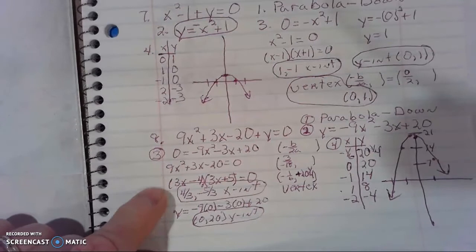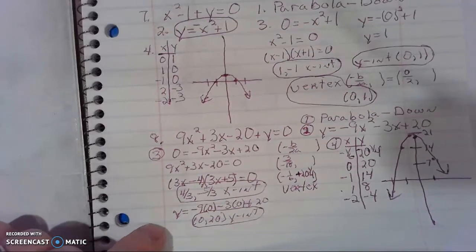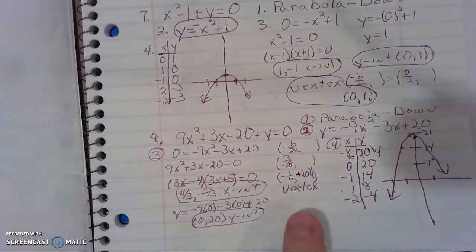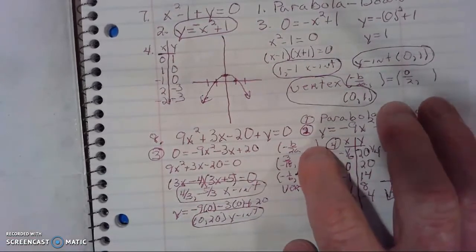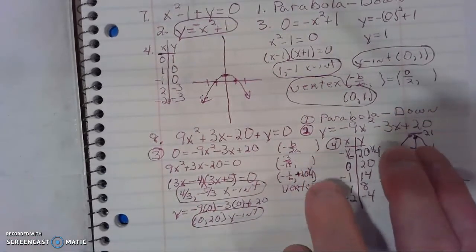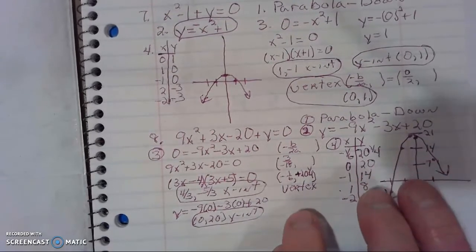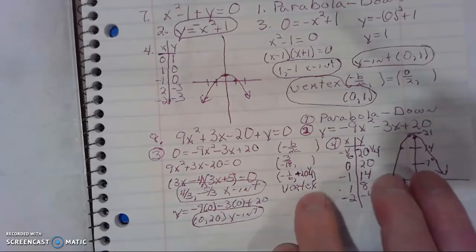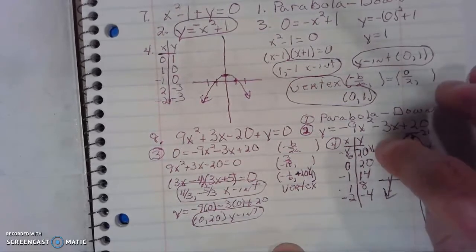Then I factored. Of course, you could have used the quadratic formula. 3x minus 4 and 3x plus 5. Then your y-intercept, put 0 in for x. Your vertex, negative b over 2a. This one was a little bit challenging. It was negative 1/6. So I used a calculator. 20 and 1/4. That is your vertex.